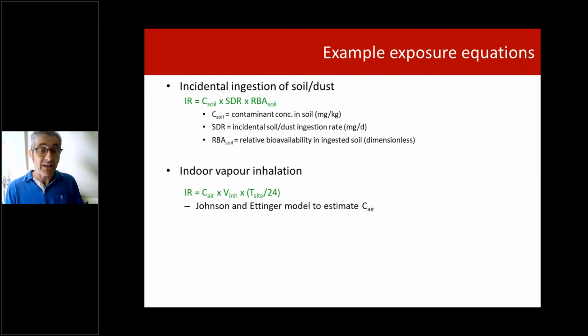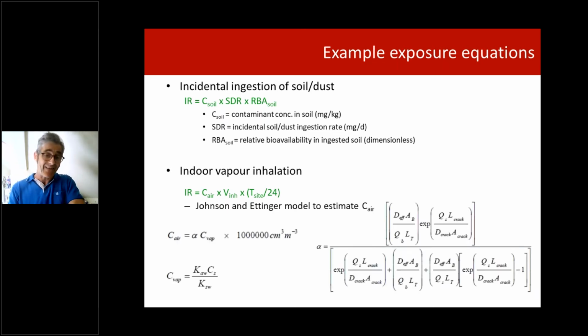We have the vapor inhalation indoors. At first sight, it seems fairly simple. The intake rate is equal to the concentration in indoor air times the volume of air you breathe in a day times the number of hours you're breathing that air divided by 24 hours. That's pretty simple. The complicated bit is calculating the concentration in indoor air arising from a soil concentration in the ground. The CLEA model uses the US EPA Johnson and Ettinger model to do this, and that's got a whole bunch of equations. I'm not even showing them all here, only a few of them. It's a complicated thing with lots and lots of parameters in there.